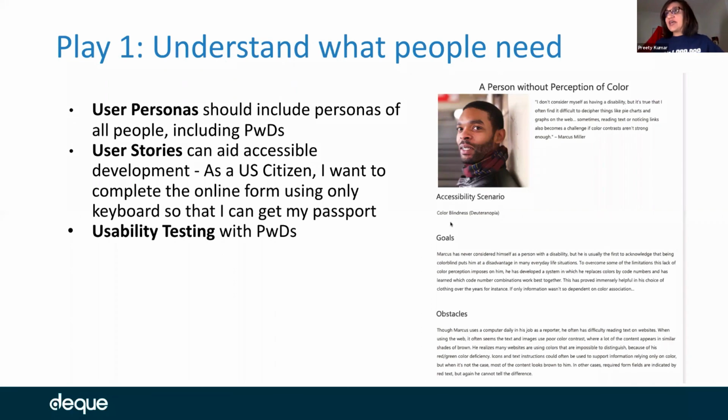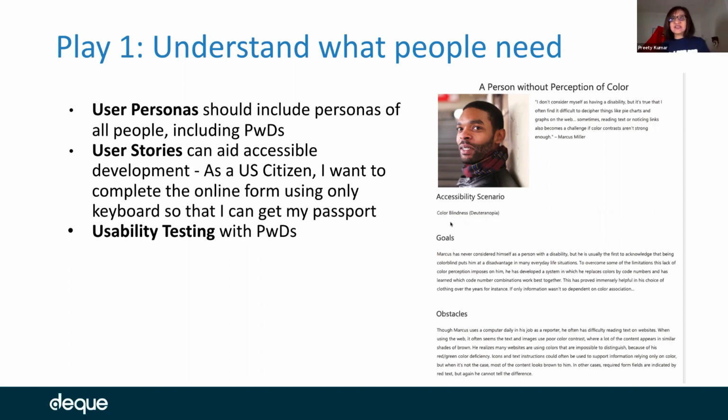So we describe that in Deque University. We've got user personas of all kinds of people with disabilities. And I think you should really make your designers and developers well-versed with such personas. In a persona, you're going to describe the person. You must give a photograph of the person because you need to personalize it. You're going to give the goals. The person has these goals. And these are the obstacles in the case of accessibility that they're going to face.